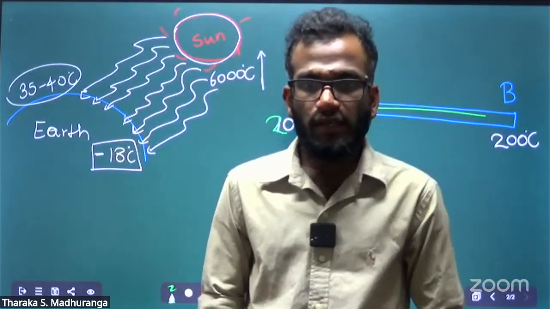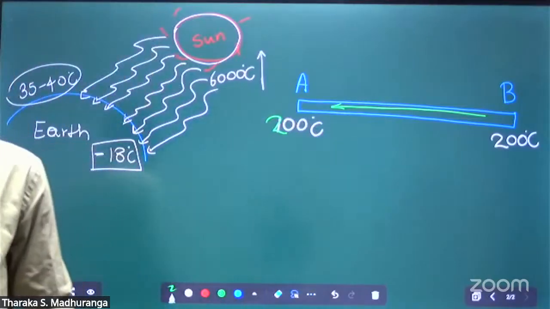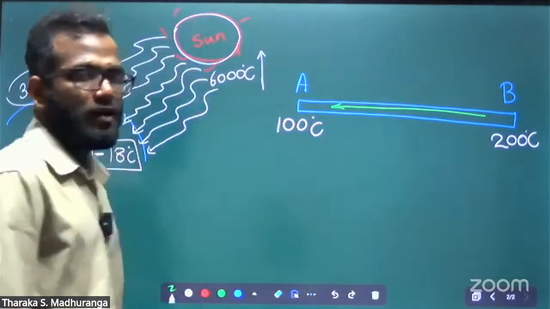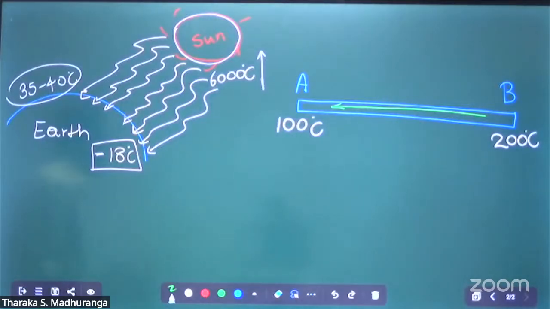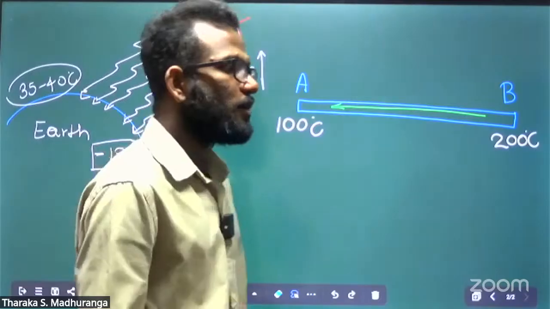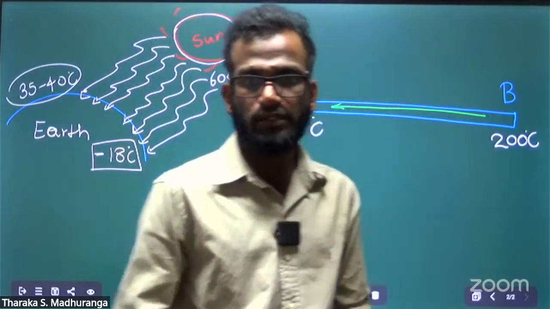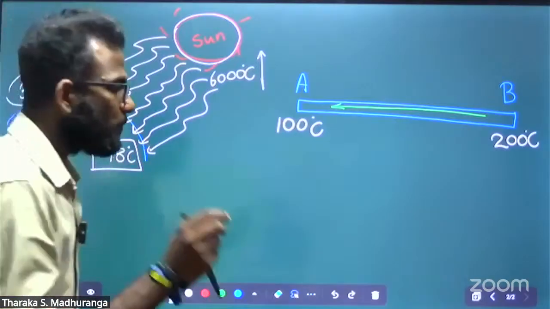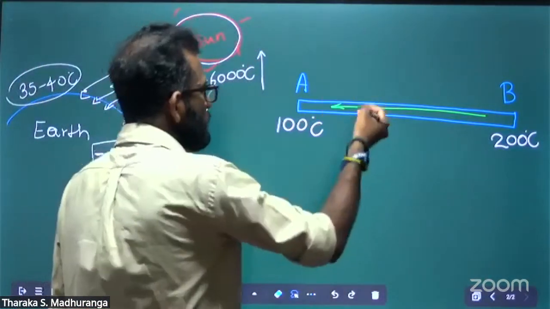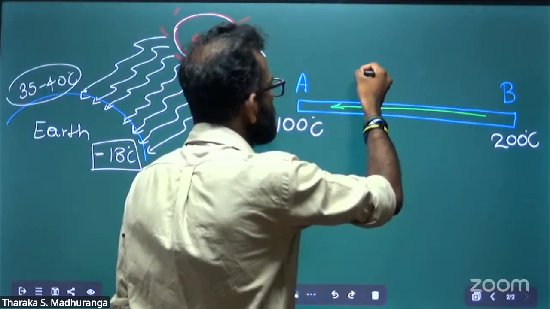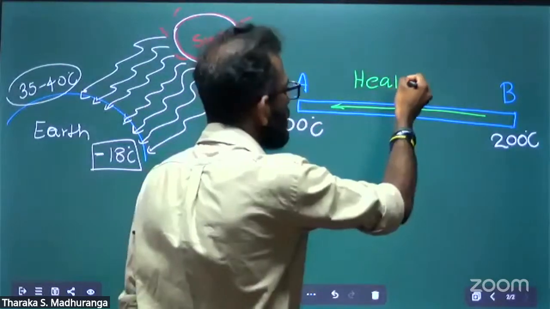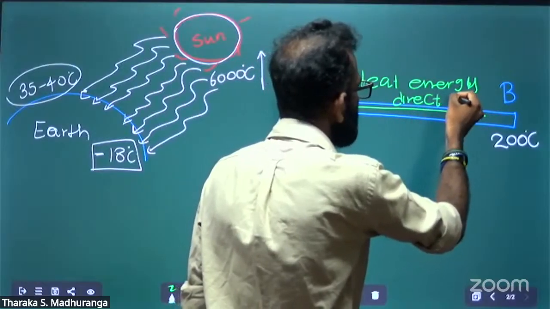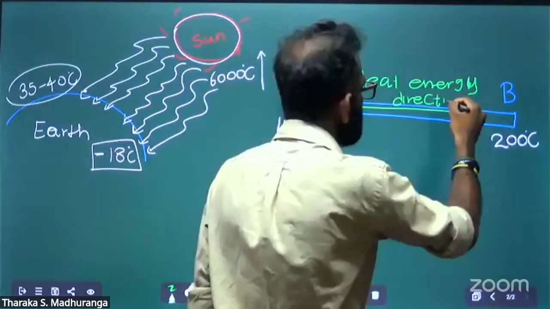Second point, the heat energy always transfers from high temperature to low temperature. Then you can draw this one, and this is the heat energy direction, from high temperature to low temperature.